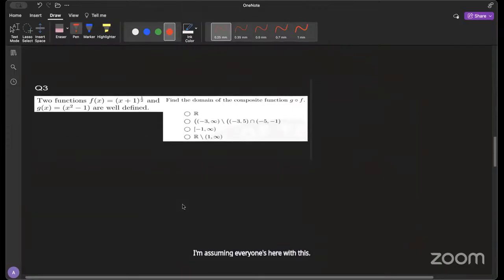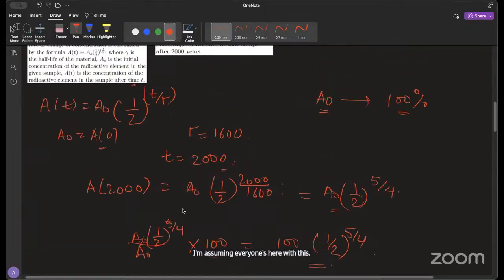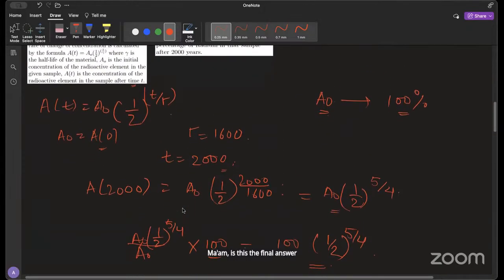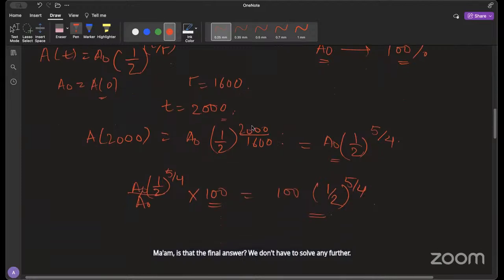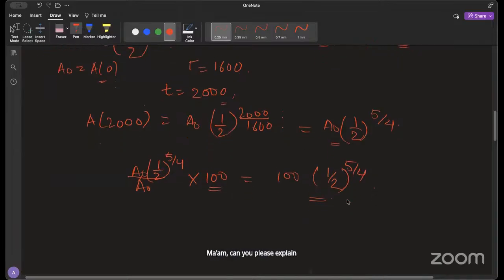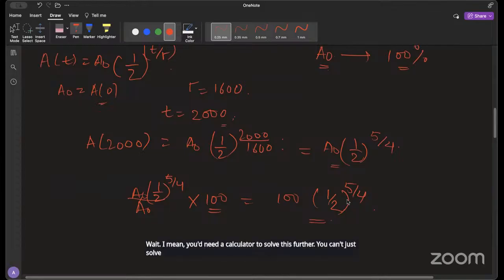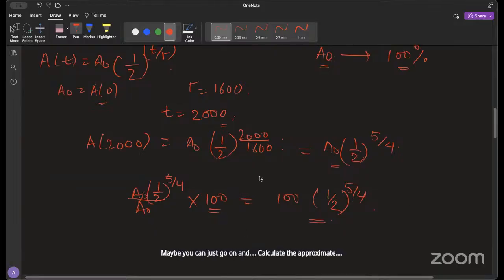Ma'am, can you please explain the second question? Ma'am, is this the final answer? We don't have to solve any further. Can you just raise your hands, or you can just go one by one. You'd need a calculator to solve this further. You can't just solve it manually. Ma'am, can you please explain how to calculate the approximate value? Yeah, which part?